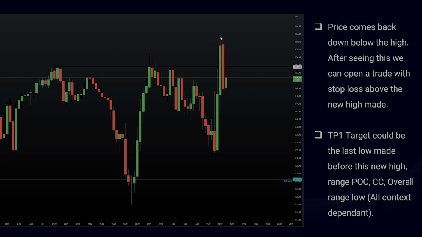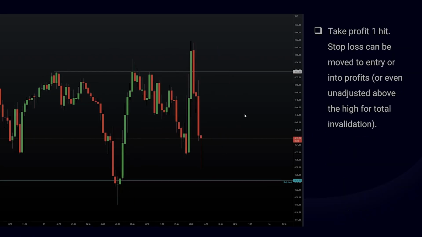It depends on what amount of volume happened here, how bearish this is, was this a major level of resistance, was this an intraday level. These are going to be factors used to decide what we use as a take profit one, but we of course are going to want to look to take profit one. The standard one could be the last low made before the high or the CC. This is going to be a good take profit one target in general.